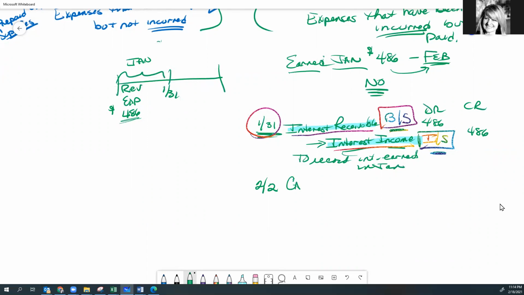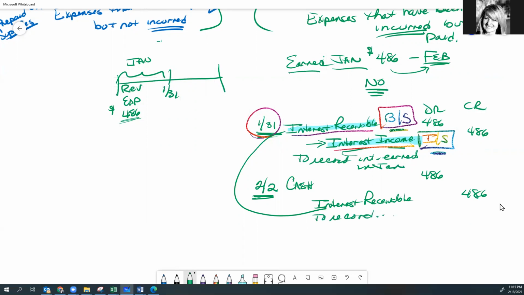I am going to get the cash. The bank is going to put it in my account. So I'm going to debit cash and make it go up, but I'm not going to credit interest income in February because I showed it all in January. So instead, I'm going to credit this interest receivable account and make it go down. Crediting an asset makes it decrease to record collection of January's interest.